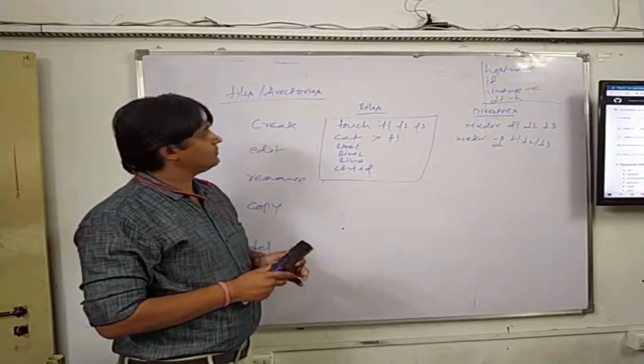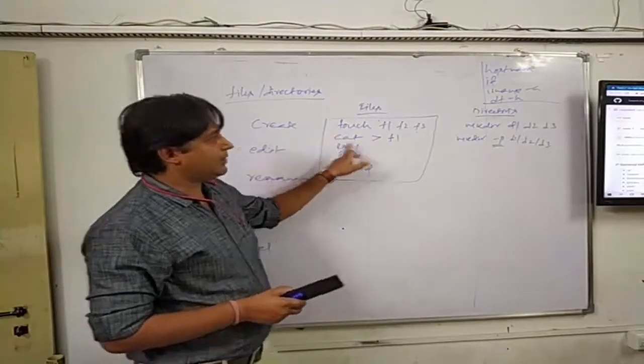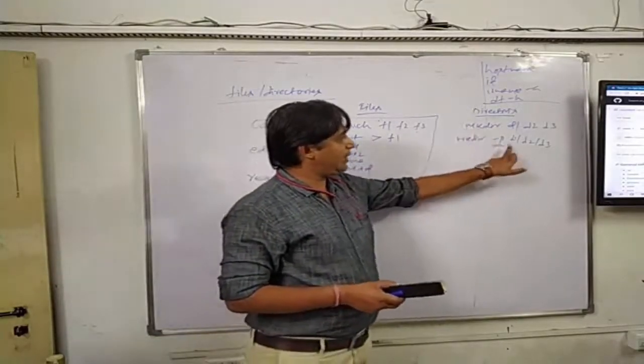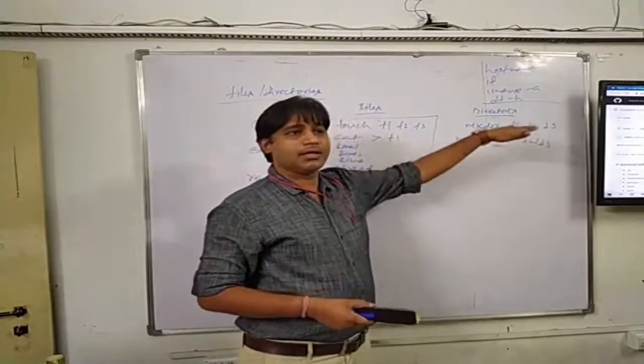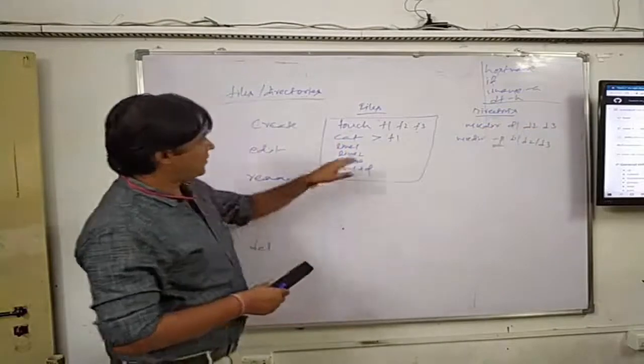Alright? Touch and cat. mkdir with a P if you want a tree, without a P if you just want everything at a single shot. Alright? We'll see it quickly.